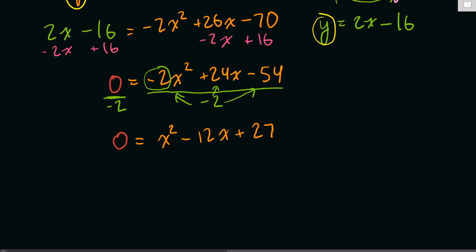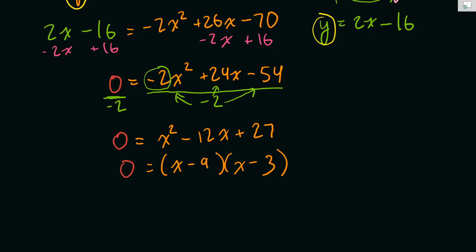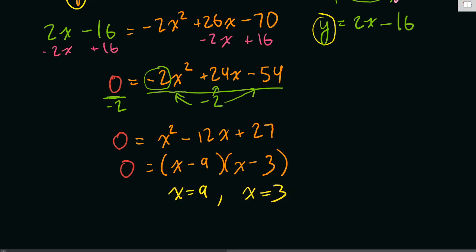So now I need to one-step factor this. 0 equals, well, this is going to be x and x, because that's the only way you can get x squared. And 27 is 27 times 1, which would be 28 as a sum, so that's useless, or 9 times 3. And 9 plus 3 is 12. Perfect. And they're both going to be negative. So this gives us two different x values. This gives us x equals 9 or x equals 3.